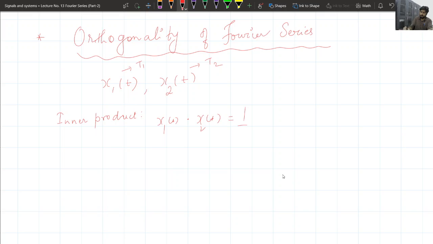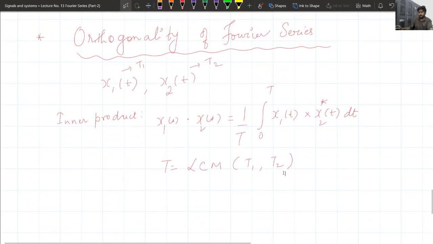is given as 1 upon T, the integration over the time period of x1(t) multiplied by the conjugate of x2(t), or you can interchangeably write x2(t) into the conjugate of x1(t), dt, where T is the LCM of T1 and T2. So this is called the inner product between two signals.